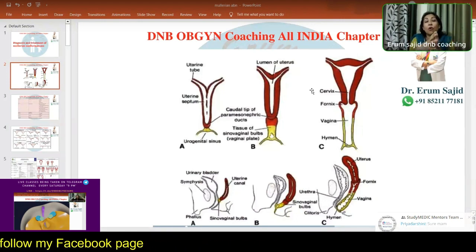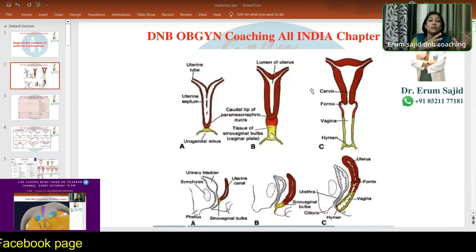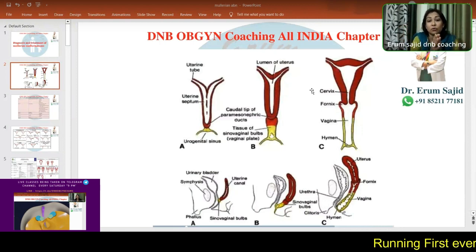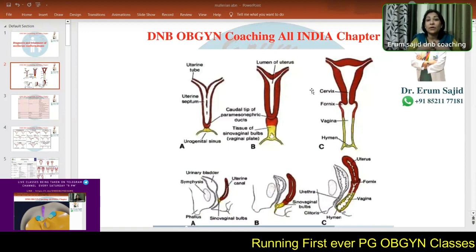Now I take you up to the different classification systems based on the fusion: how much fusion happened, how much uterus is formed, how much cervix is formed, what part of cervix did not form, what part of vagina was not properly formed, whether there was a septum that remained during this fusion, whether the fusion was incomplete, not properly happening.